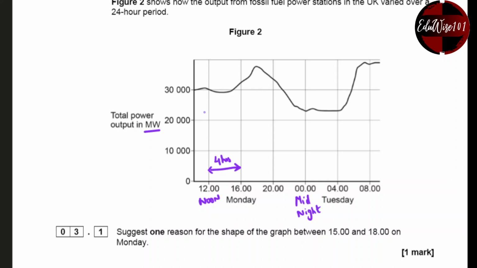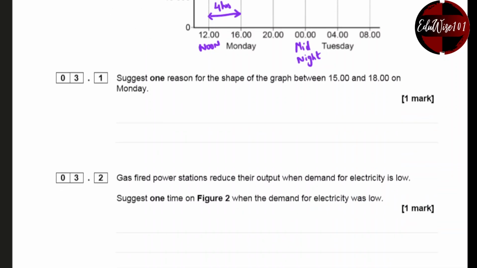So as you can see, the total power output from the power station starts at about 30,000 megawatts and rises to nearly 40,000, and then goes down. By about midnight, it's at the lowest level, and then it continues till about 4 in the morning, and then rises back to nearly 40,000 again. Question: suggest one reason for the shape of the graph between 1500 and 1800 on Monday.